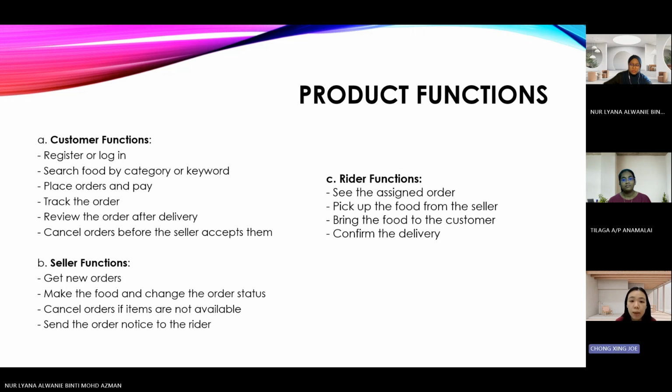The third main function is the rider function. The rider function also has four parts. The first one is to see the assigned order. The second is to pick up from the seller and then go to the customer. And the last one is to confirm the delivery, just like updating the delivery status. Next.